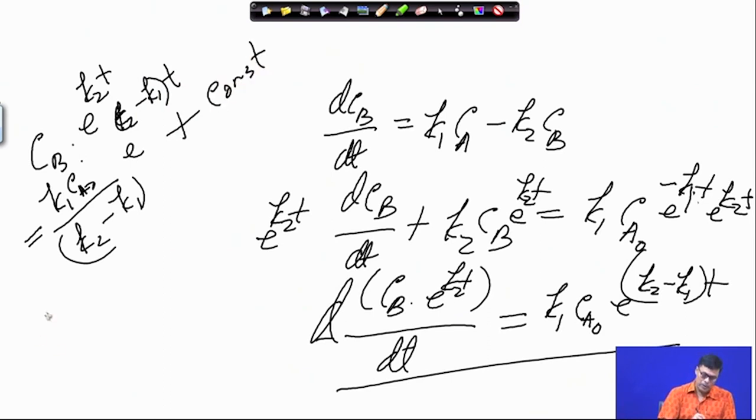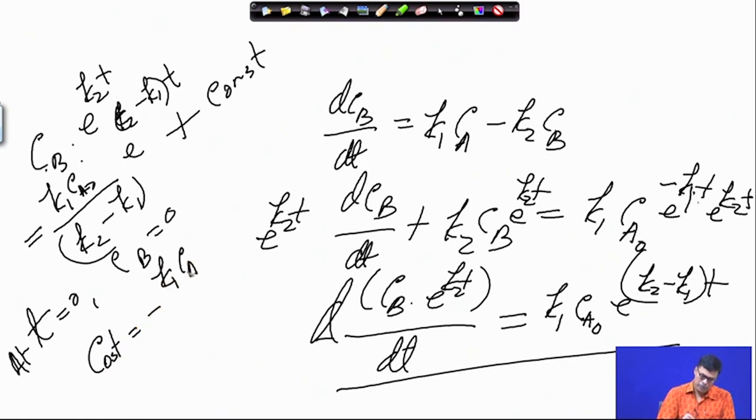Now, we have the boundary condition. What is the boundary condition? At t equal to 0, CB should be equal to 0, because until A degrades, B cannot be formed. If CB equals 0, the first portion will be 0, and if you put t equal to 0, this will be 0. So what can we write? The constant equals minus k1 CA0 divided by (k2 minus k1).